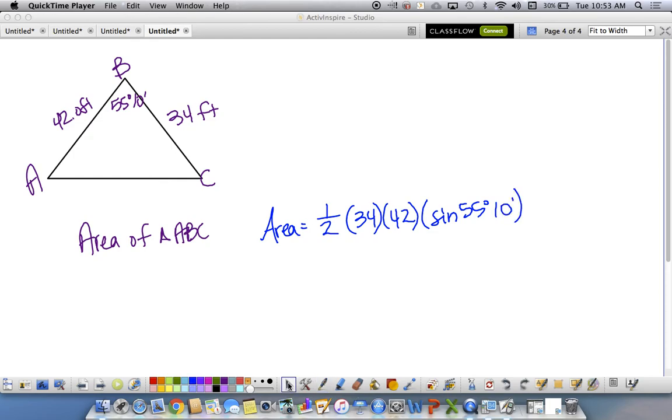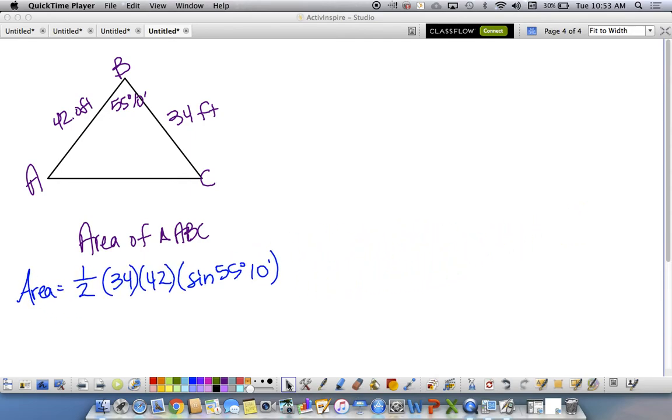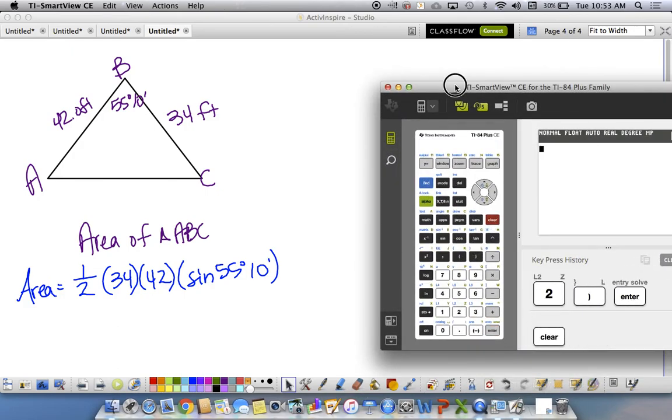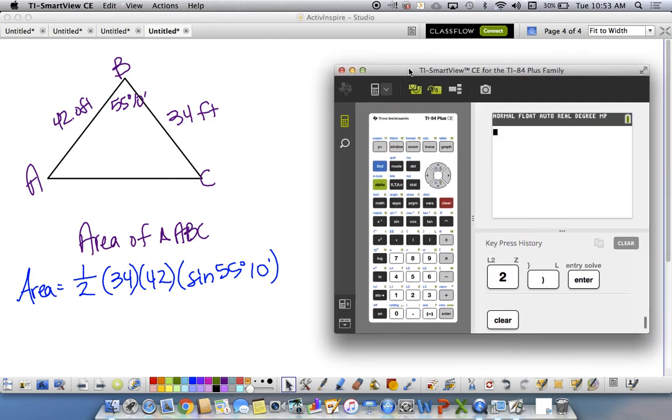I'm actually going to take this little piece and move it right over here. Sorry about that, that caught you off guard. I'm going to pull this up and clear my calculator, and show you how I would put that in my calculator. You can plug it all in at once. I don't like to, but you can. So you can do 1/2 times 34, and I'm just using parentheses times 42, because parentheses mean multiplication. Times sine.